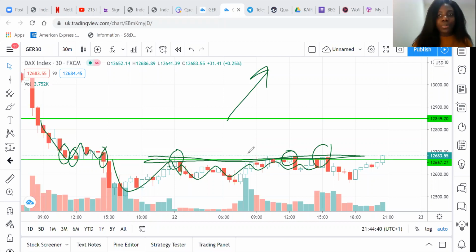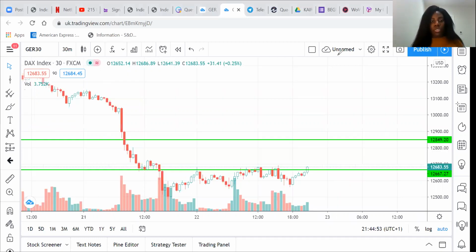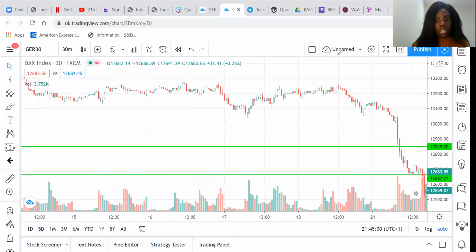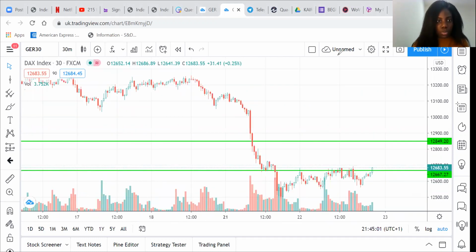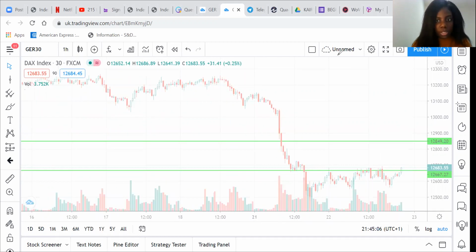Okay, so the goal is to draw up your zones. Now, I've been using zones a lot with DAX, right? Because DAX technically uses zones. I use zones and patterns to find my setups, okay? So I'm gonna go ahead and mark up some zones. So if I do it on our chart, let me see.